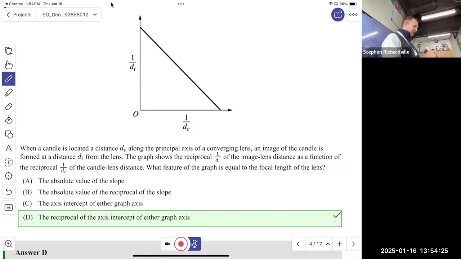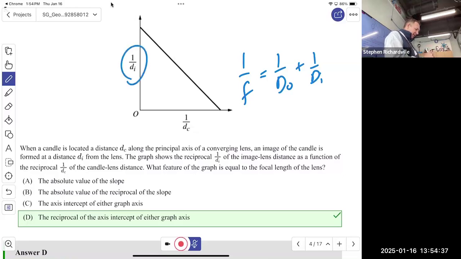Here's one thing, like mathematically, if it's 1/f equals 1/do plus 1/di. What if I say 1/di is 0?